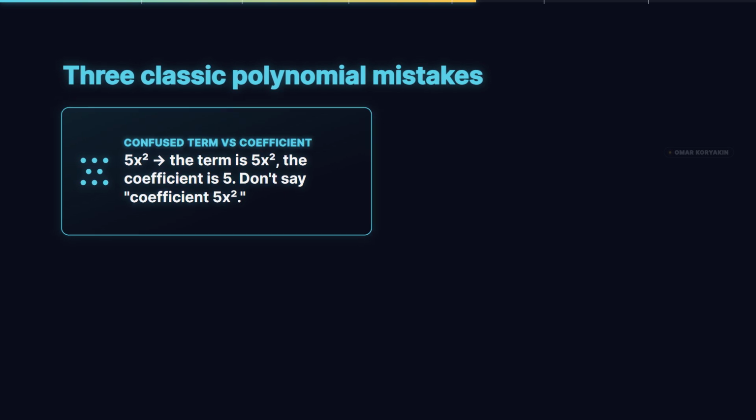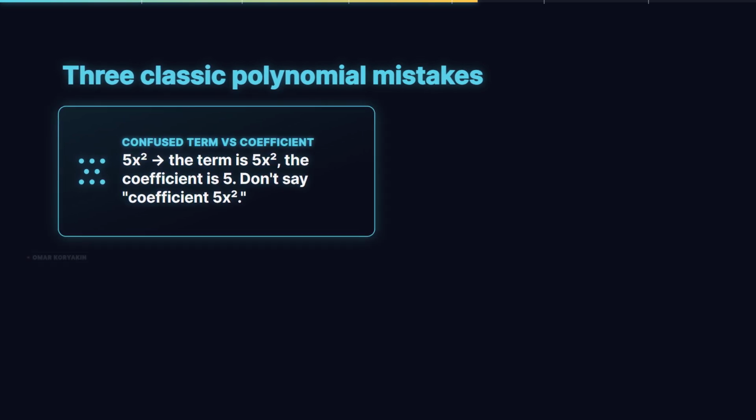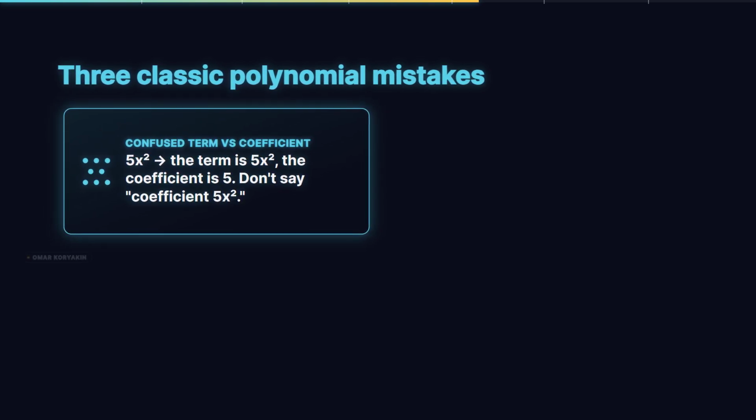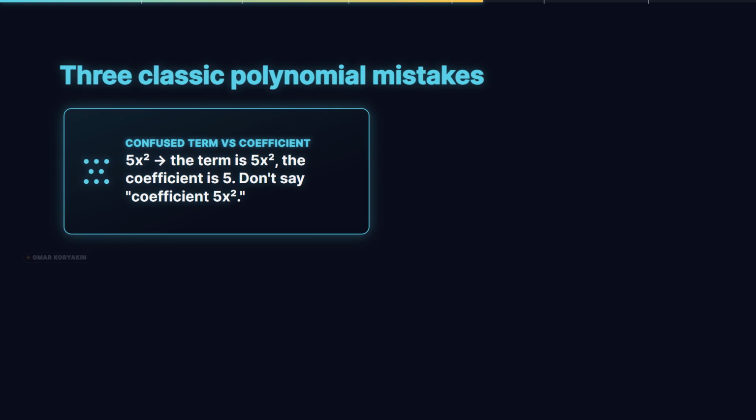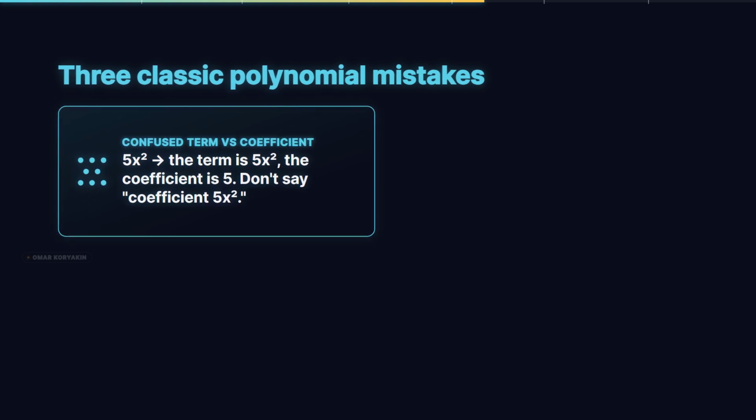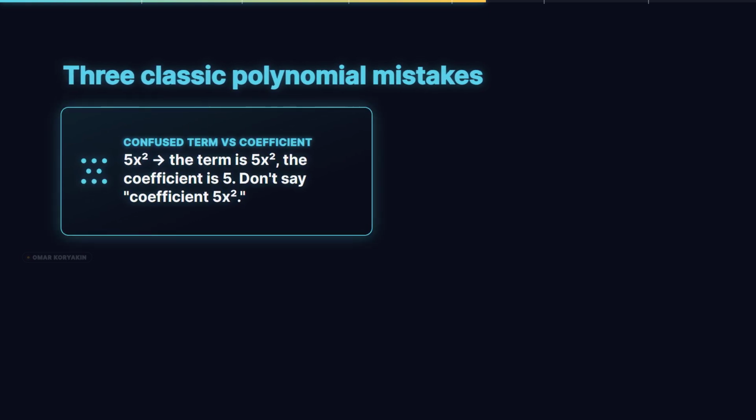The fix is to internalize the definitions cleanly. Term equals coefficient times variable power. Coefficient equals just the number. Variable power equals just the x to the n piece. 3 separate words for 3 separate pieces, applied consistently on every polynomial problem.